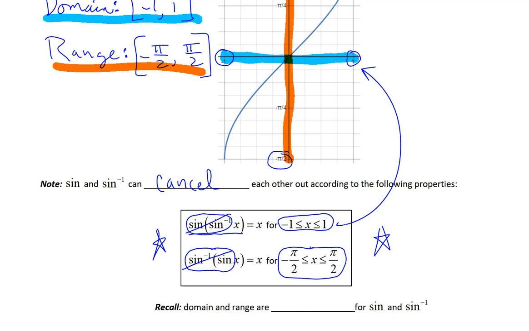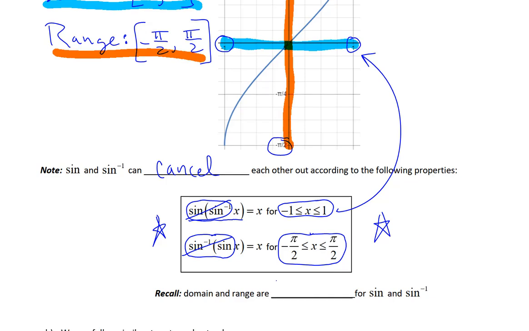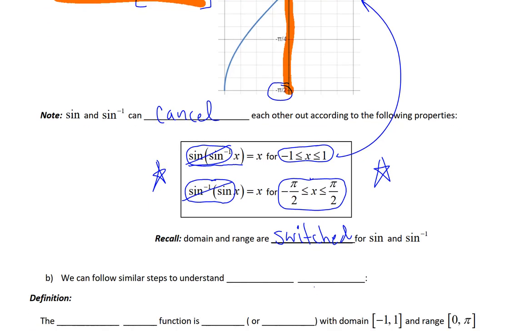As we do some examples shortly, you'll see why this matters and how it'll be used. And I think that'll be probably the easiest way to understand where these come into play. But for now, we're just noting them with the definition here. And let's recall, the domain and range are switched, as we've been stating, for sine and sine inverse.